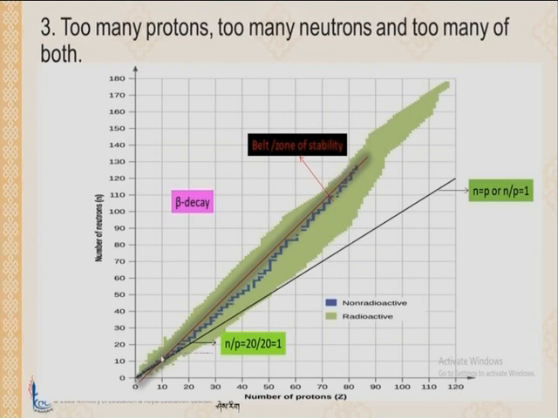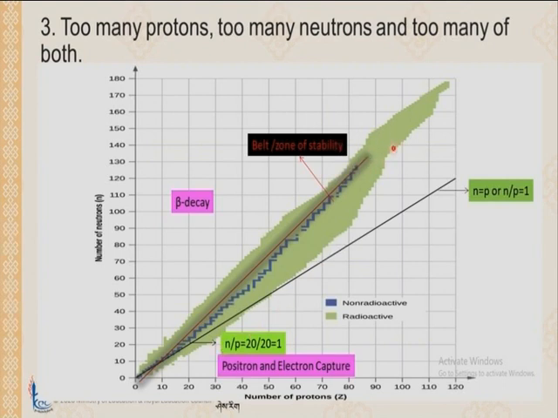Next, the second one, elements below this blue strip. Again, they are said to be unstable. So when they are unstable, there should be one solution to go back to that stability zone. So how is it achieved? By disintegrating, by emitting positron, and with the help of a process called electron capture.